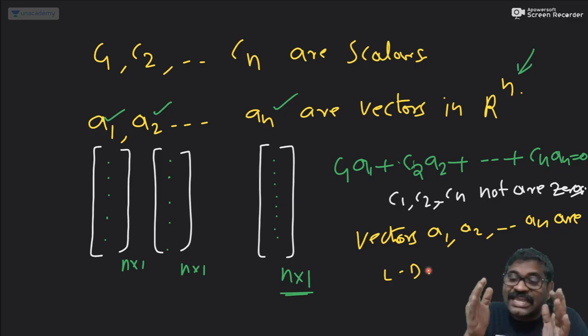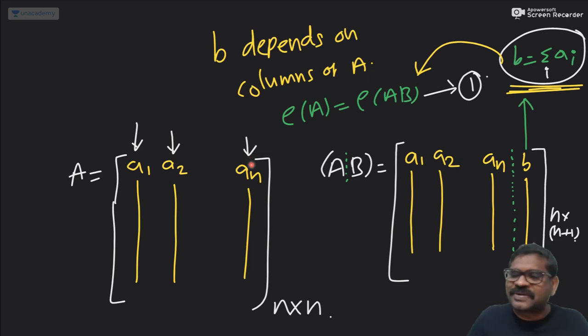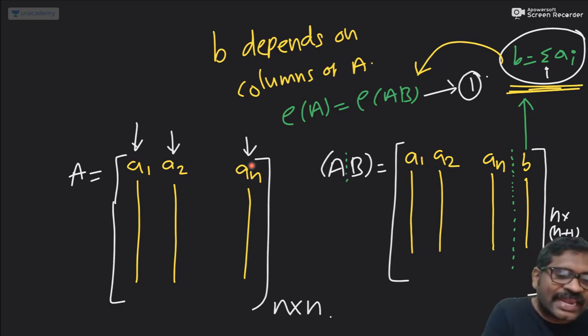If the vectors are linearly dependent, matrix A is nothing but a combination of vectors A1, A2, An. If the set of vectors is linearly dependent, some vectors are independent, some vectors are dependent. That is the meaning. If the set is linearly dependent, then rank of A is less than n. From this, you can write rank of A is less than n.